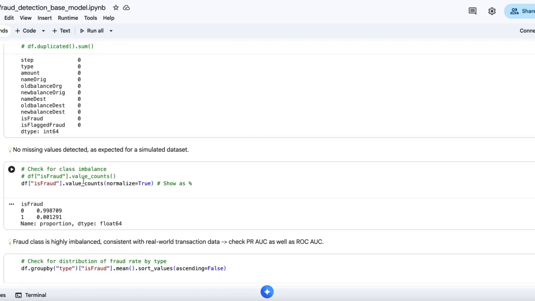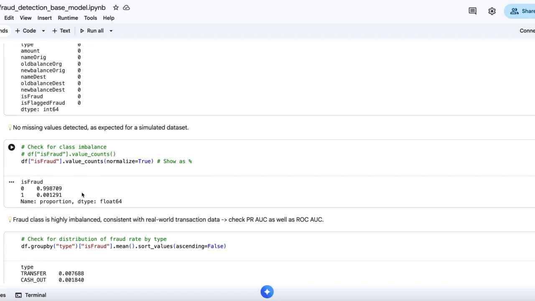I checked class imbalance. We can see that the fraud class is highly imbalanced, like in the real world, making up 0.1% of all transactions. So it's important that when we evaluate our model, we don't just look at ROC AUC, but also check precision-recall AUC. I'm going to explain this further when evaluating our model.